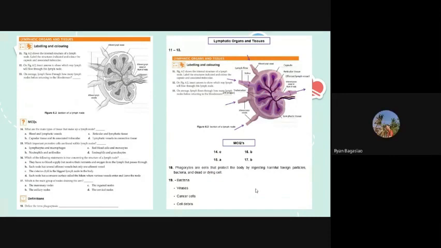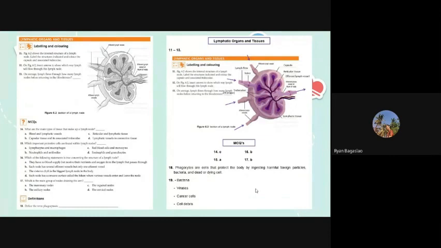Question number 14. What are the main types of tissues that make up a lymph node? These are letter C, reticular and lymphatic tissue. Number 15. Which important protective cells are found within lymph nodes? Our answer is letter A, which is the lymphocytes and the macrophages.